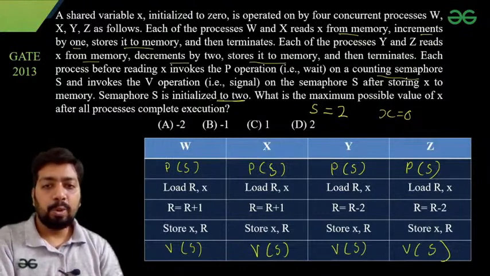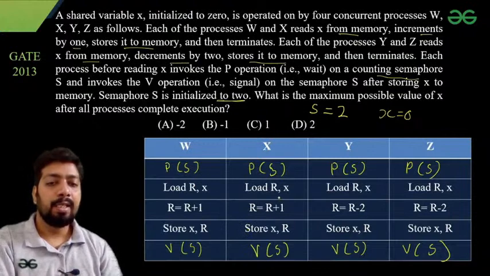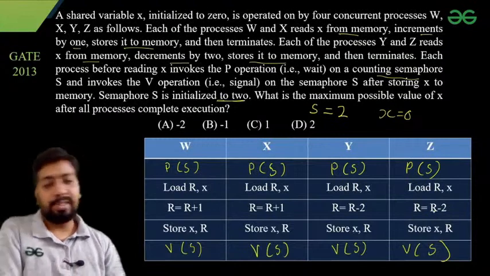So here you might think what could be the maximum value. Suppose W has been performed first. If W has been performed first, then the value of X will be incremented by 1. Then X is performed, so the value will be plus 1 again. That means it is 2. And after that Y and Z will each decrement the value by 2, so it is again 0. Then it is decremented by 2 again, so it is again 0.